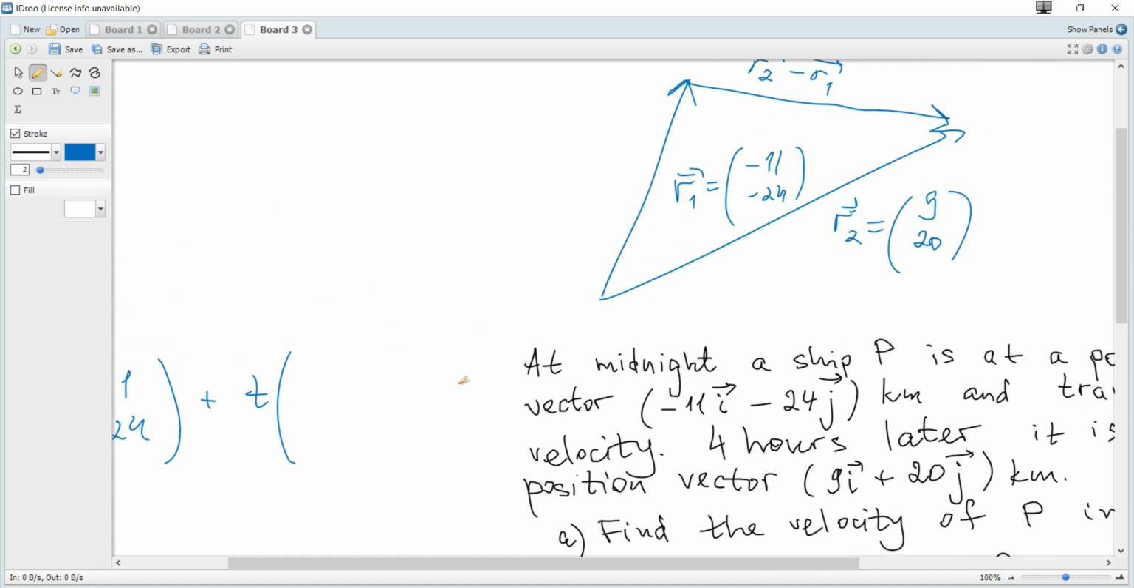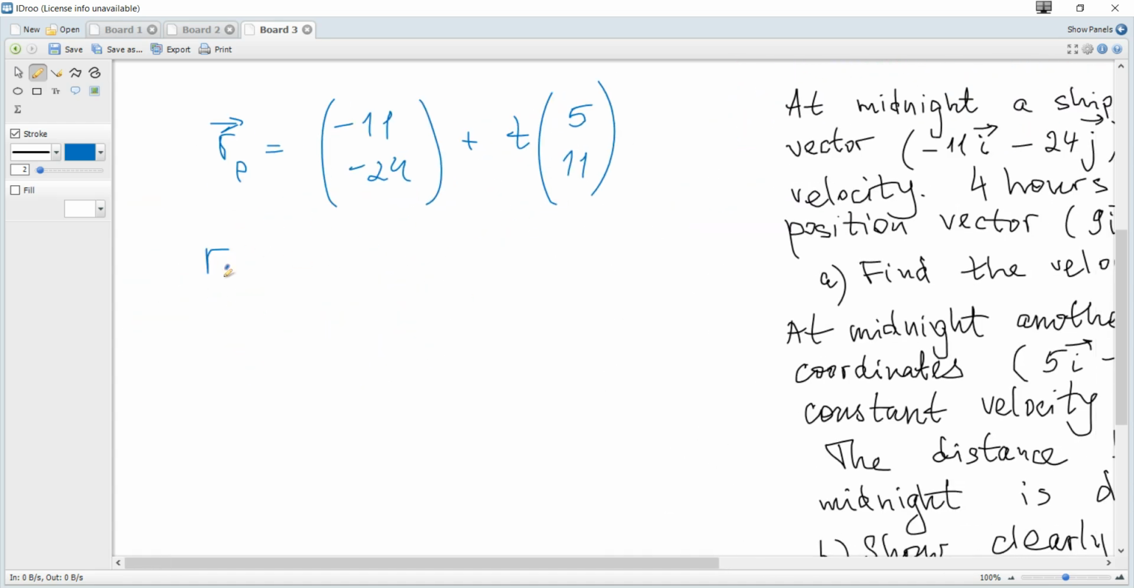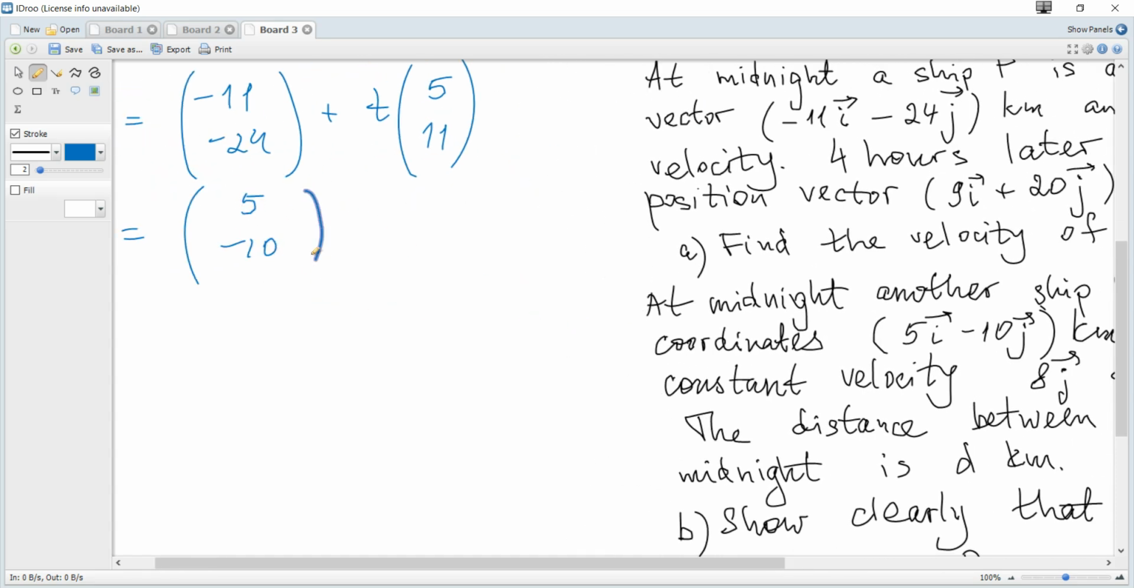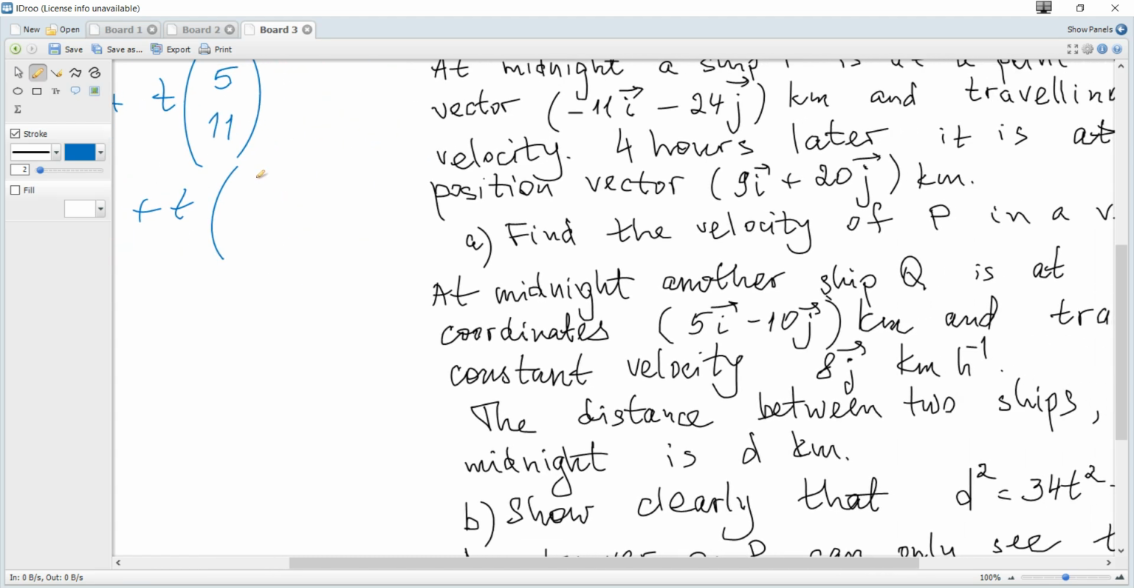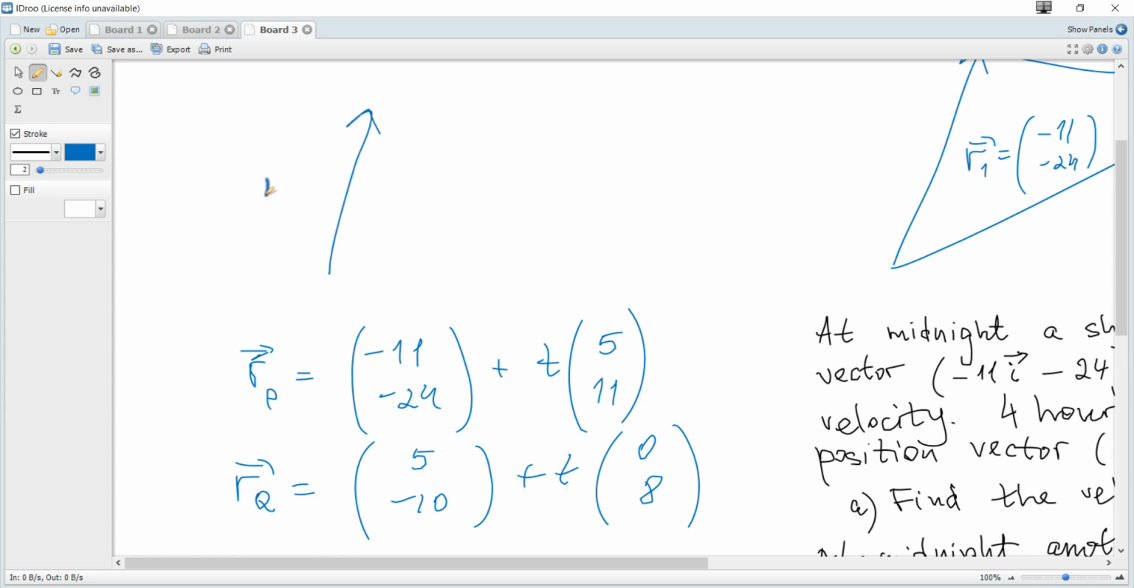And velocity is found to be (5, 11). And the position vector of Q at any moment of time is (5, -10) plus time times velocity, (0, 8). The situation looks like this: at any moment of time, the position vector of P is RP, and the position of Q is RQ. If we consider this vector, it may be RQ minus RP or RP minus RQ. It doesn't matter if you need the distance between them to be found.